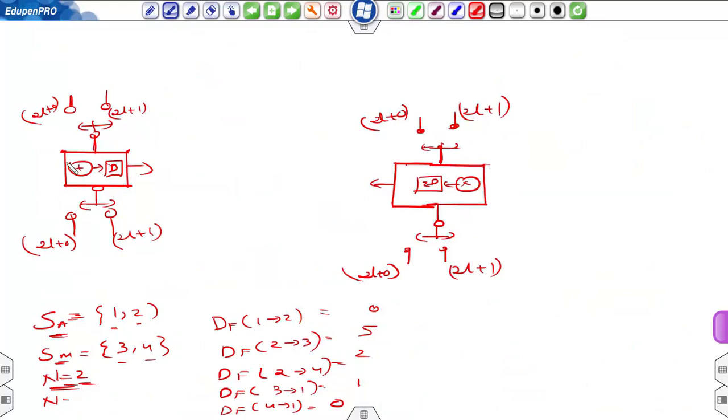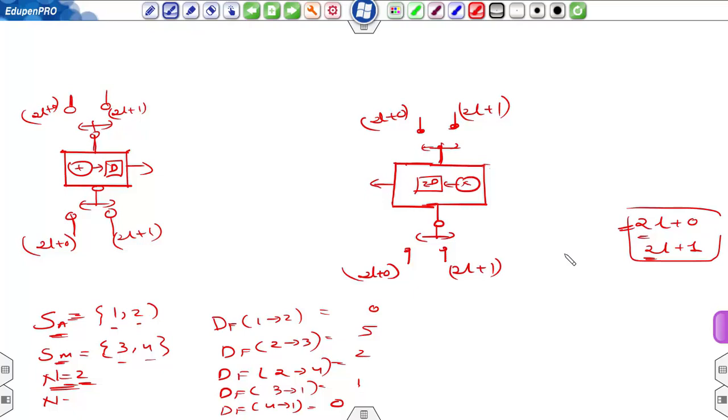So the inputs of this adder are connected to a switch. This switch will be connected to this point at instance 2l plus 0 and to the second point at 2l plus 1. Same for this case. Since the iteration period is two cycles, the first cycle is 2l plus 0 and the second cycle is 2l plus 1.